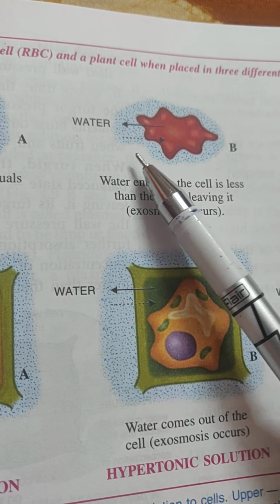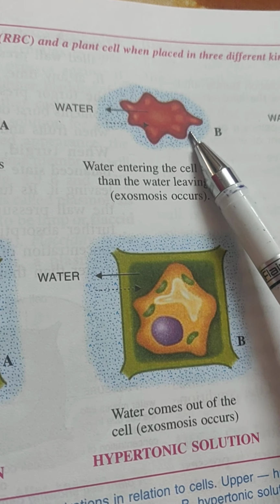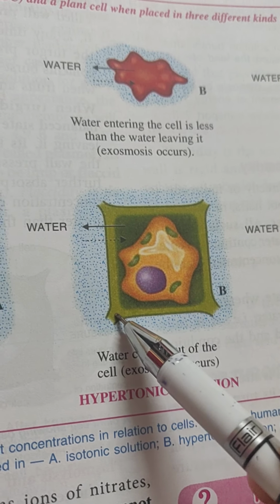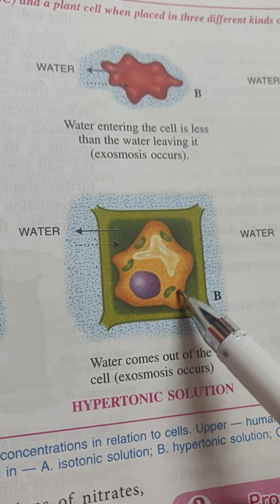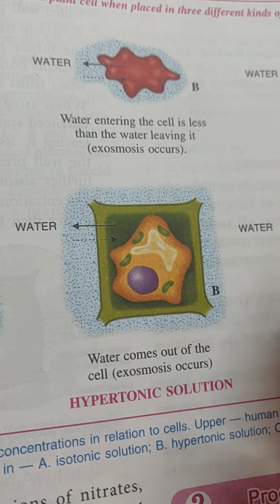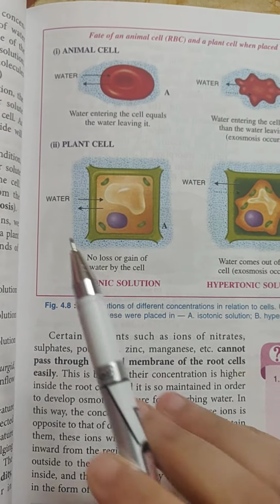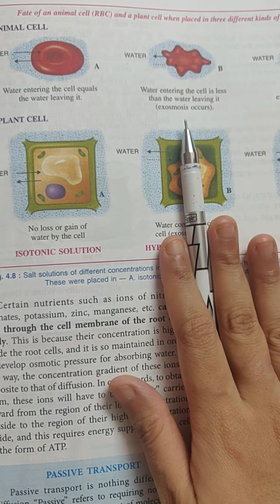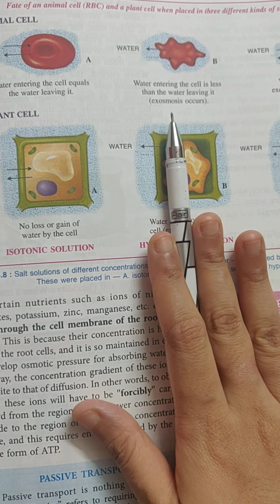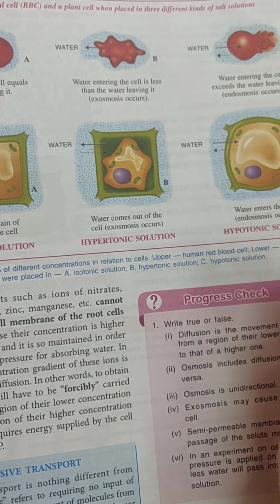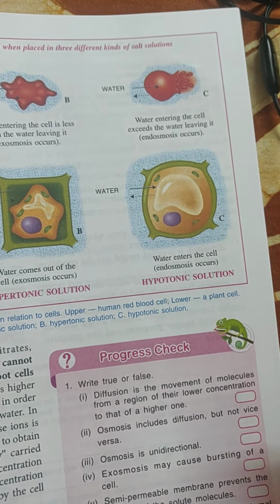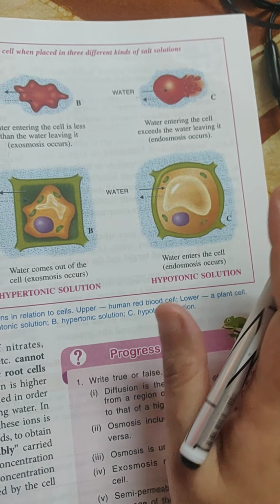As water moves out, you can see that the cell is shrinking. Here, the cell wall is obviously a rigid part, so it remains as it is, but the cytoplasm has shrunk. So in the case of an isotonic solution, there is no osmosis. In the case of a hypertonic solution, there is exosmosis and shrinkage of cells takes place. And in the case of a hypotonic solution, endosmosis or swelling of the cell takes place.